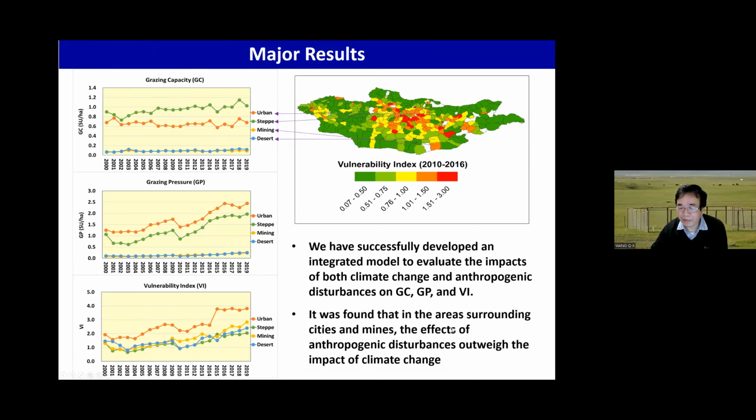And we found that in the areas surrounding the cities and mining areas, the effect of the anthropogenic disturbance outweighs the impact of climate change. So we are now trying to use this model to assess the effectiveness of the adaptation strategies, such as promoting water use efficiency, enhancing forage use efficiency, and managing livestock numbers to reduce the grazing pressure. Thank you so much.